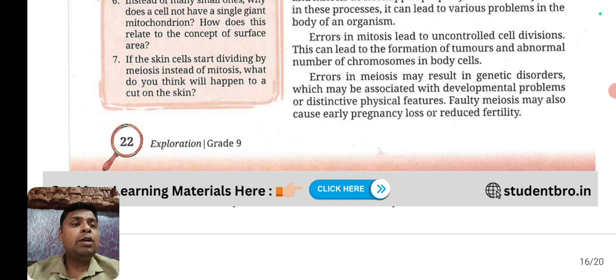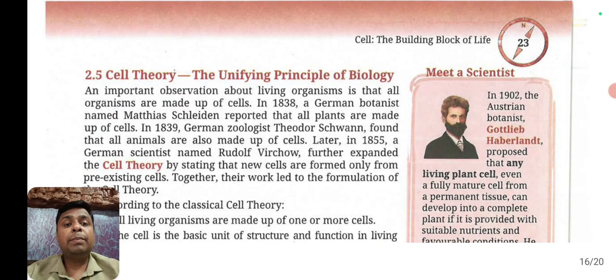So errors in meiosis may result in genetic disorders which may be related to developmental problems. The organism may not survive. Some people are born blind. That is the reason: genetic problems. They have disease from the beginning.